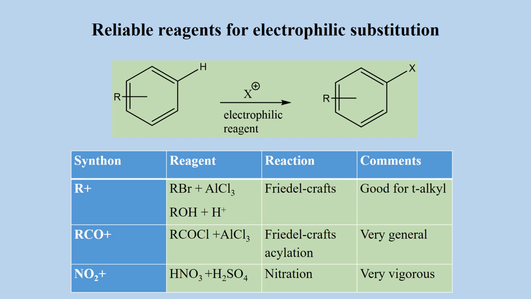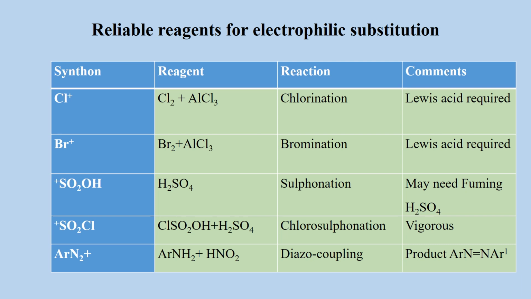Here are some synthons, the groups which can be added to the aromatic ring. Alkyl can be added to the aromatic ring by using an alkyl halide in the presence of a Lewis acid, or any alcohol in the presence of an acid. Acyl can be added by using an acyl halide in the presence of a Lewis acid. Nitro can be added using nitric acid and sulfuric acid. This nitro can be converted further into amine and many other functional groups. Aromatic compounds can be further substituted by a chlorosulfonic group by the use of these reagents.